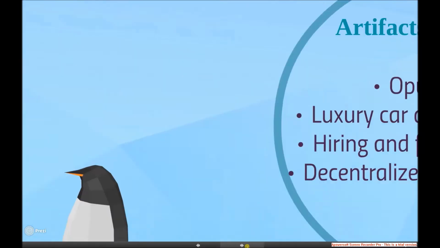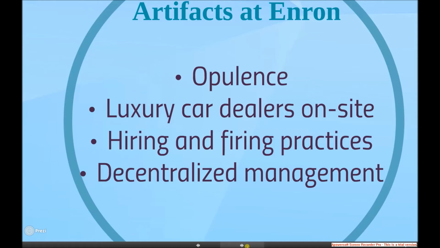Some of the artifacts at Enron included displays of opulence, using elephants and acrobats as entertainment during meetings, having luxury cars at the facilities when they had bonus days at the corporation, a rank and yank hiring and firing process that included a peer performance review where the bottom 15% of reviewees were fired each year, and a decentralized management structure that allowed people to make large decisions with little oversight.